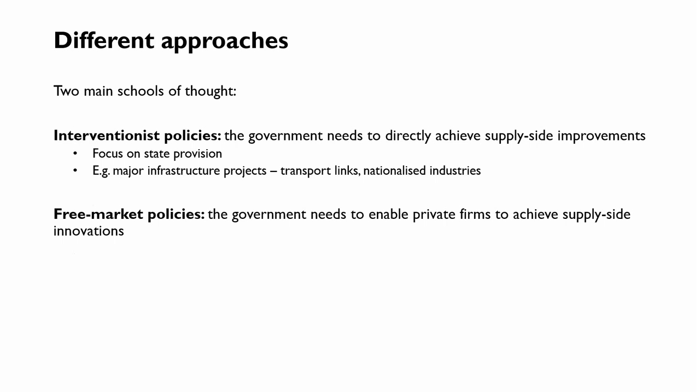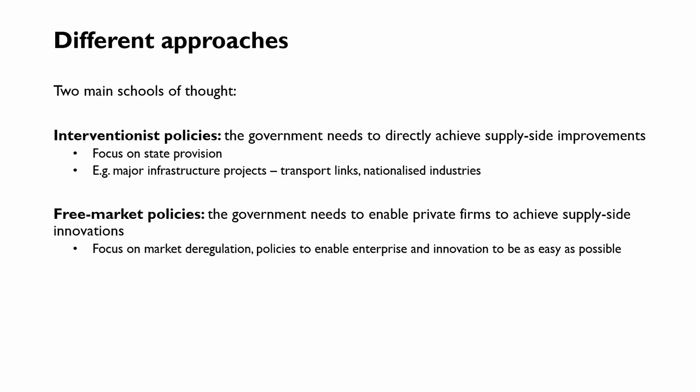Whereas on the other hand, free market policies argue that the government needs to enable private firms to achieve supply side innovations. So for example, market deregulation, policies that enable markets to be innovative as easily as possible, promoting competition between firms. And the key difference is that free market policies view the government as the enabler of supply side improvements which come from the private sector, whereas interventionist policies or Keynesian policies view the government as the provider of those supply side improvements.